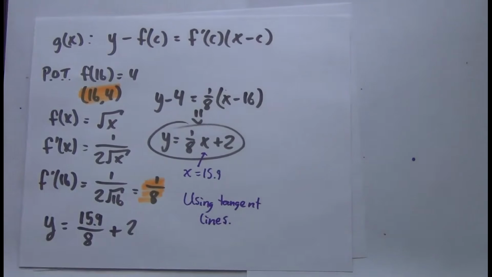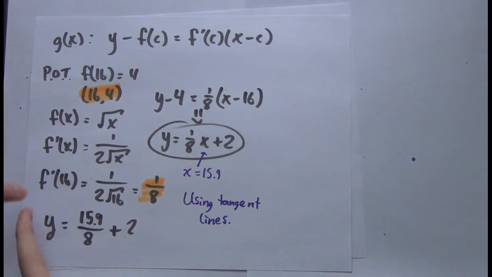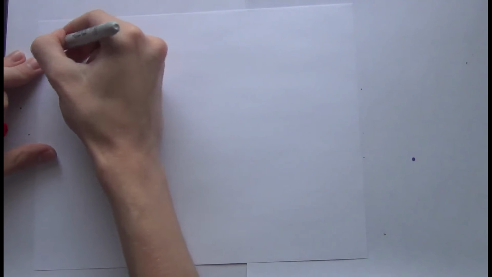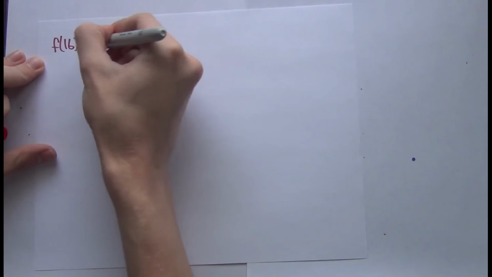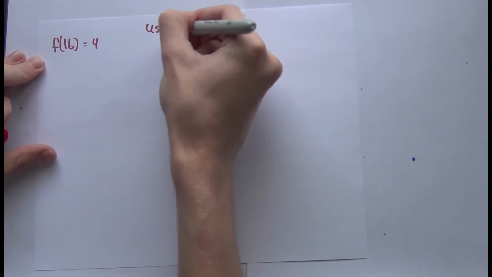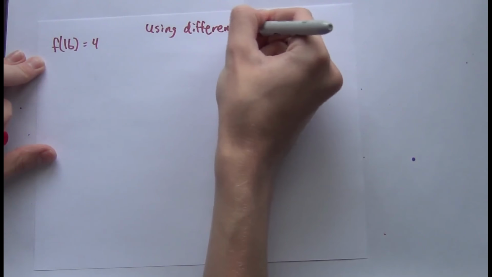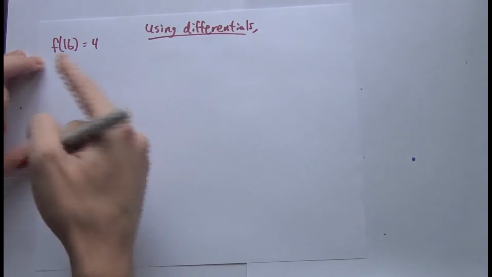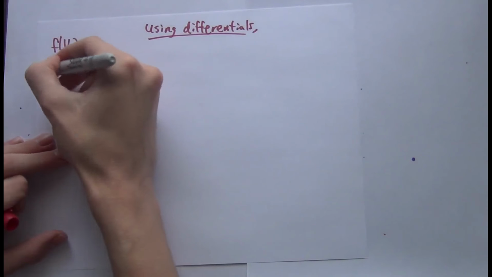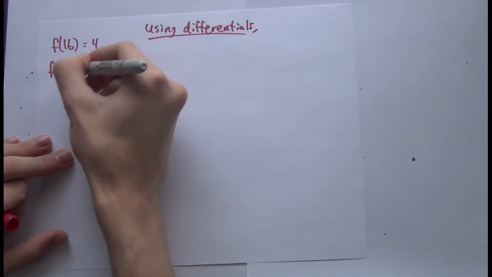With differentials, we already calculated all this scratch work. We already calculated the point of tangency and the slope, so I'm just going to rewrite that. I know that f of 16 equals 4, and my slope at 16 is 1/8.